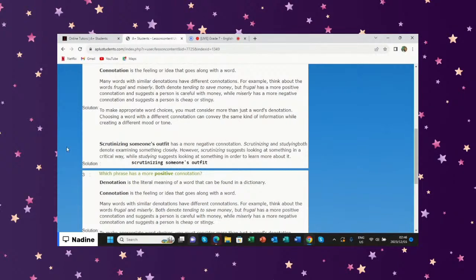You need to say which one is a negative connotation. Is it scrutinizing someone's outfit, or studying someone's outfit?